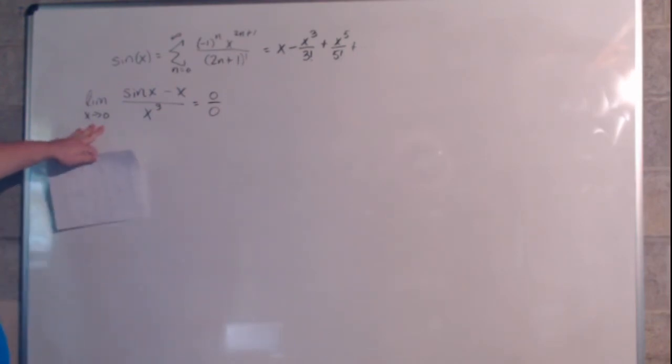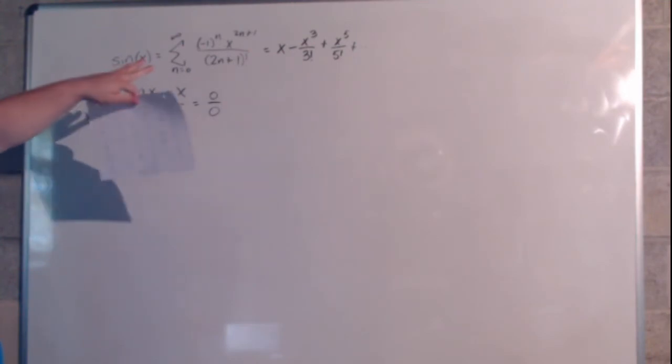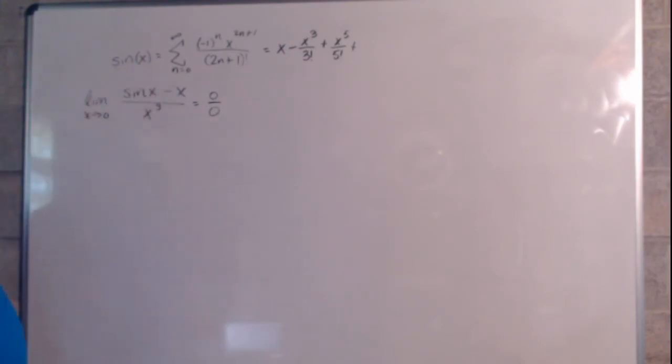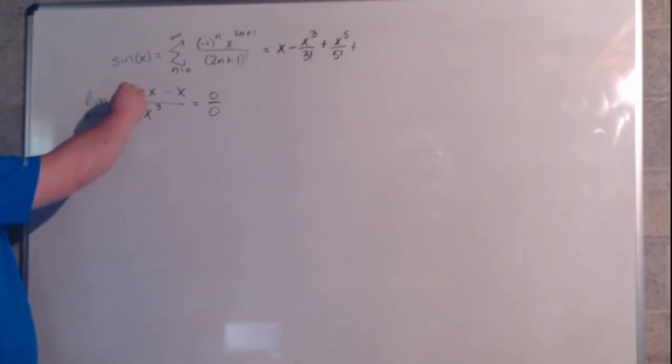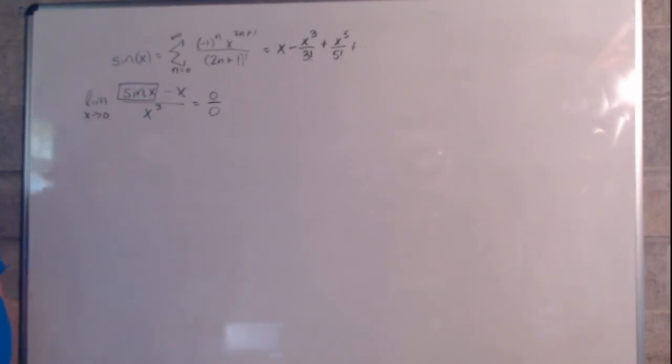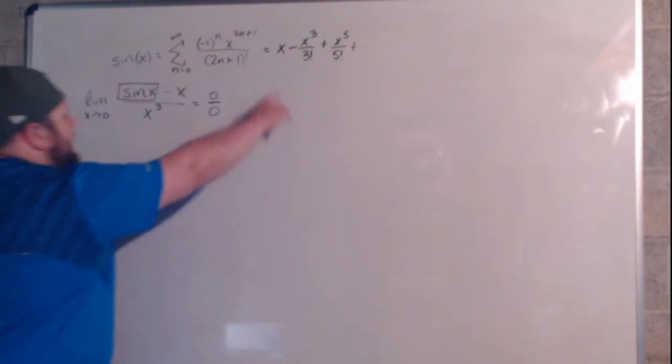So we could use L'Hopital's rule there, but instead, if I replace all of the functions that are not polynomials, then I can use this power series representation to do that and eliminate everything that I don't want. So the only thing here that appears that's not polynomial is sine of x. So I'm going to replace sine of x by these three terms.